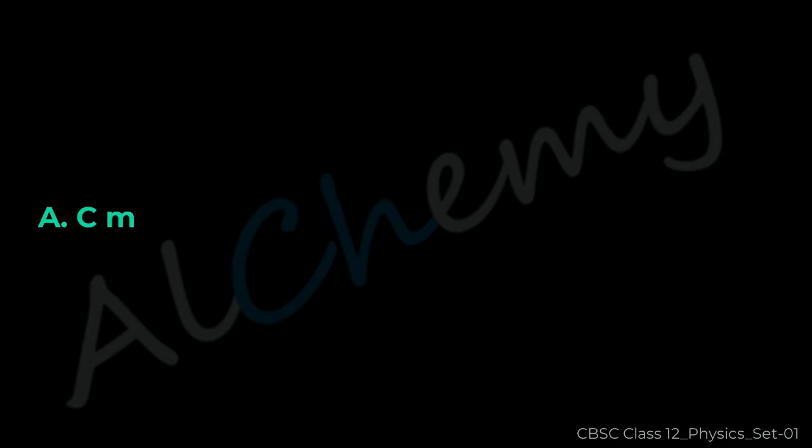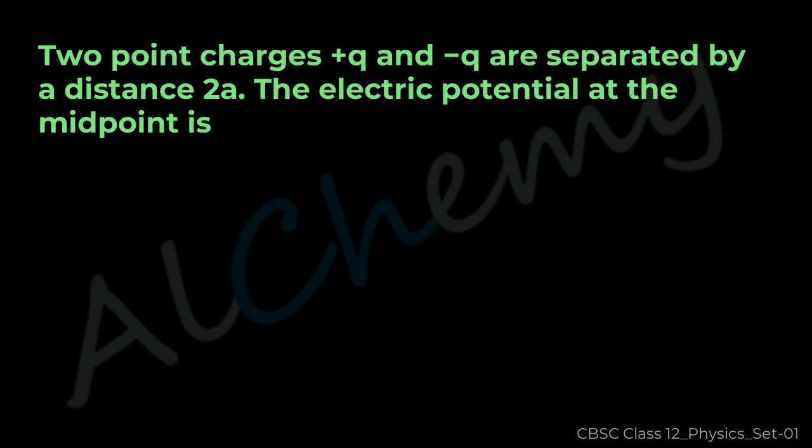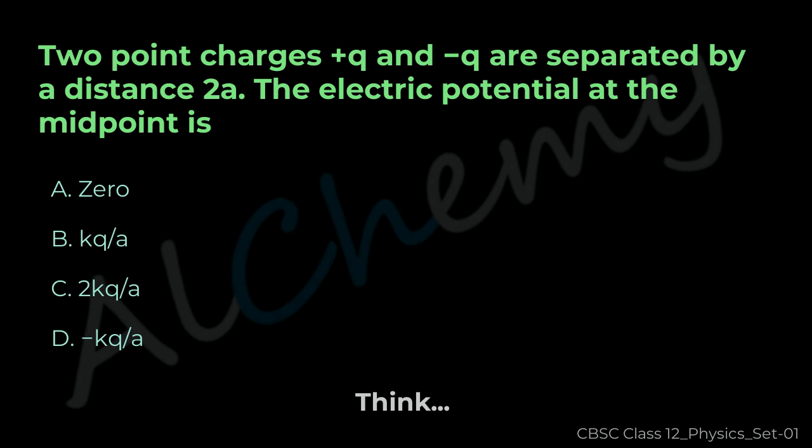The correct answer is A, C m. Question 3. Two point charges plus Q and minus Q are separated by a distance 2a. The electric potential at the midpoint is. Consider the following expression. The correct answer is A, 0.